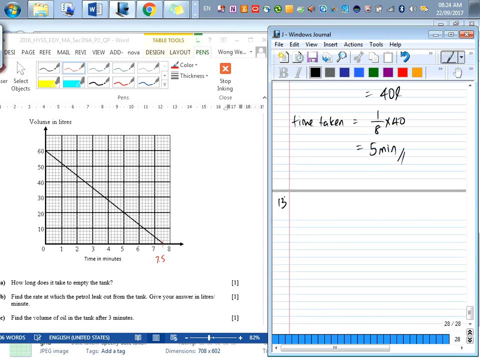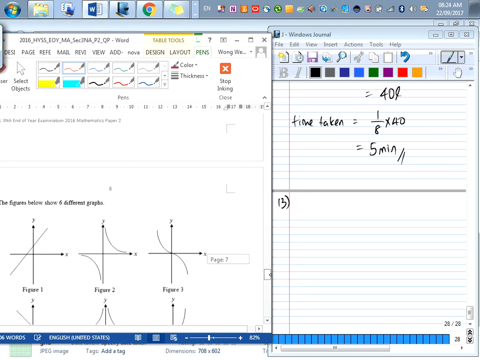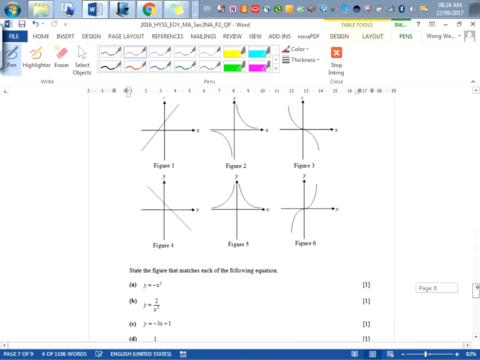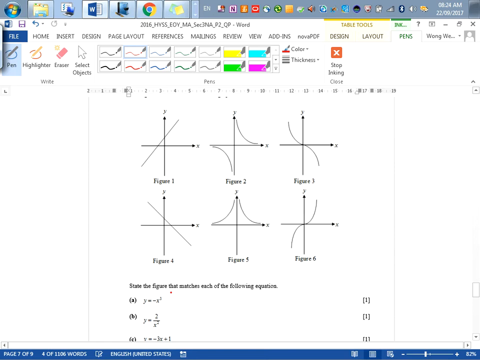Question 13. 6 different graphs. Find the graph that matches. Okay, let's just do it here. y equals to negative x cubed. This x cubed over here, what should it look like? Looks like a snake. So the snake either looks like this or it looks like this. Right? So we have option 3 or option 6. Now you have to decide which one is it? Who thinks 3? Who thinks 6?